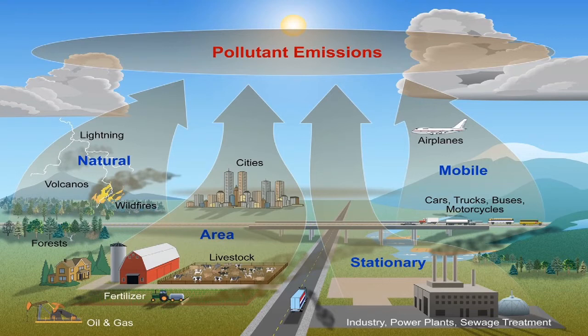And these are the sources of air pollutant emissions. For air pollutants, we have airplanes, mobile sources like cars, trucks, buses, and motorcycles. We also have stationary sources: industry, power plants, sewage and treatment. And we have here the cities, livestock, fertilizer, oil and gas. We have the forest and wildfires, lightning, and volcanoes. So those are the sources of air pollutants.